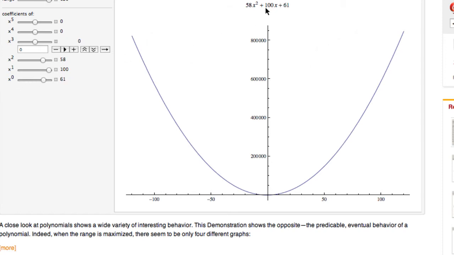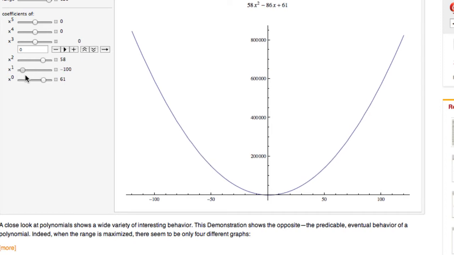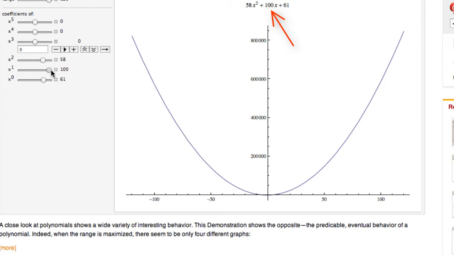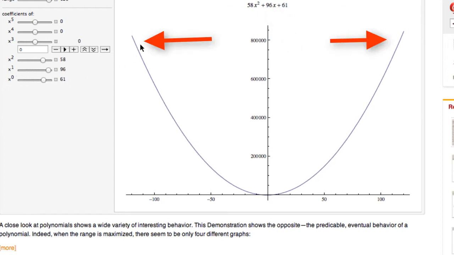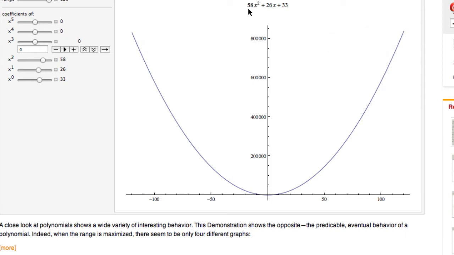What happens if I change this linear term? Does that change the direction of these end behaviors? Again, you'll notice that no matter how far I go from negative 100 to positive 100, the end behaviors continue to point up towards positive infinity. All right, now watch what happens when I change the coefficient of the leading term. If I go up to positive, nothing changes.